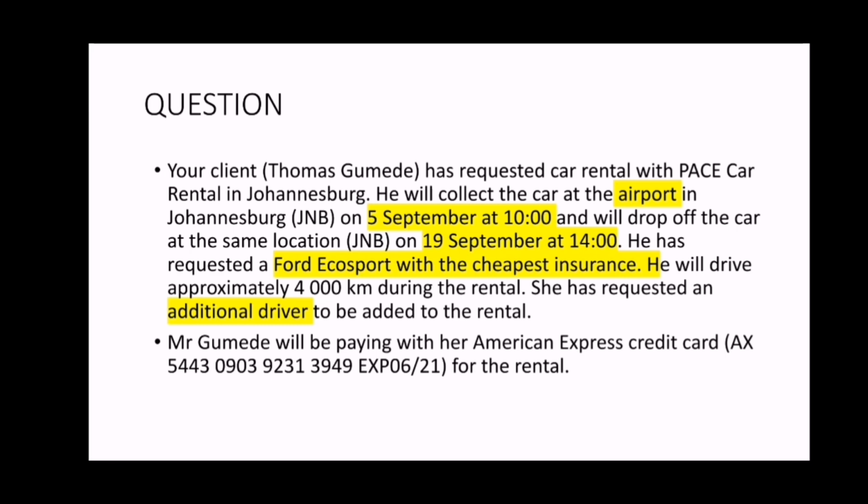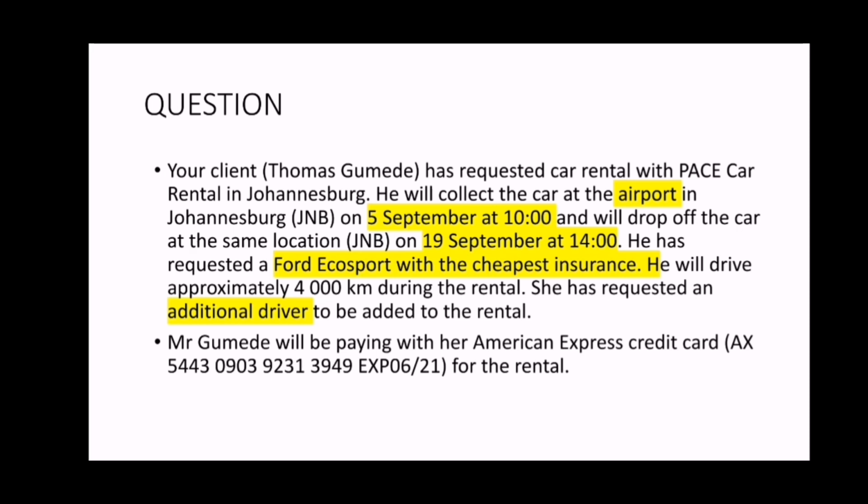It then says he has requested a Ford EcoSport with the cheapest insurance. So there are two types of insurances that we can choose from. You have Super Drive and Standard Drive. The Super Drive covers the client against more risk with a cheaper excess, and then the Standard Drive will cover less risk and a higher excess.